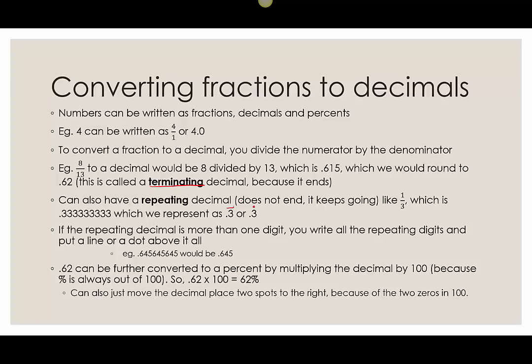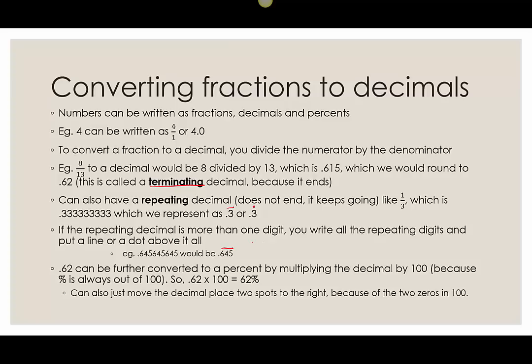If the repeating decimal is more than 1 digit, you write all the repeating digits and put a line or dot above it. So if your repeating decimal is 0.645645, it's the 645 that's repeating. So you would write 0.645 with a line over everything.